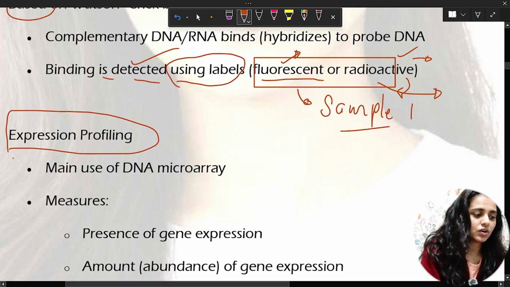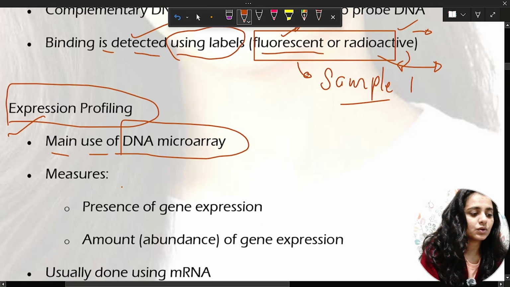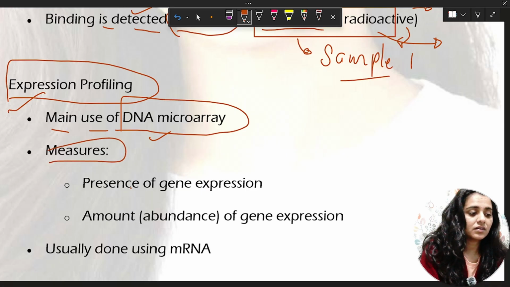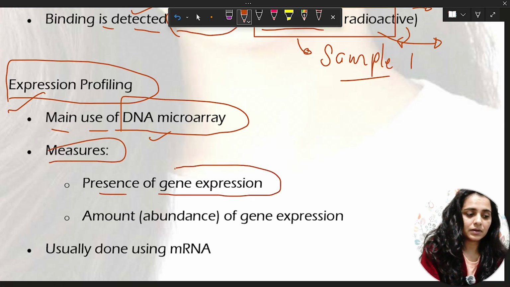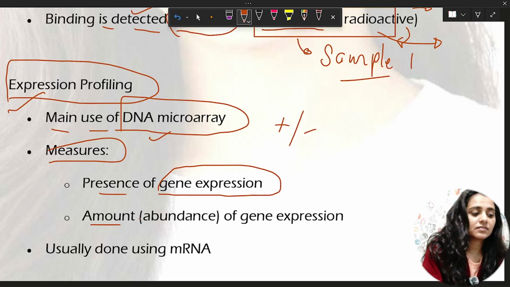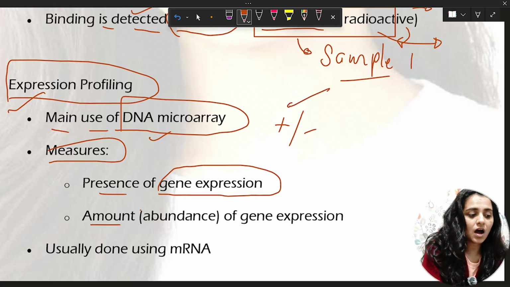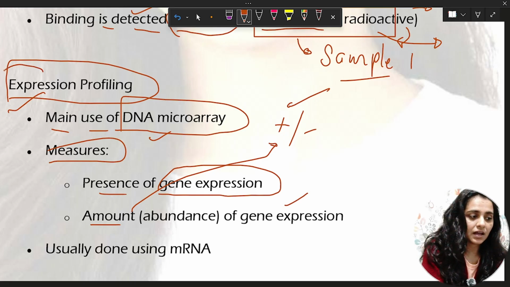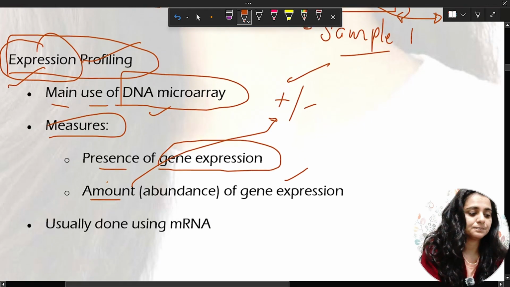Expression profile, what does it mean? Where do we mainly use DNA microarray? It measures the presence of gene expression, meaning whether expression is happening or not, and if it is happening, what is the amount of that expression? These are measured as the expression profile.